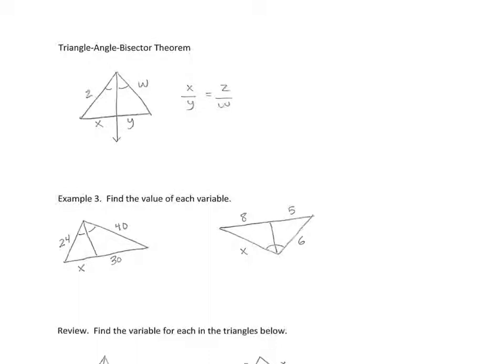Okay, the triangle angle bisector theorem states that if you had in a triangle, if one of the angles are bisected, so bisect means to cut in half, then it creates proportional sides. So y is to w as x is to z, or x is to y as z is to w, z is to x as y is to w. So let's do that down here.